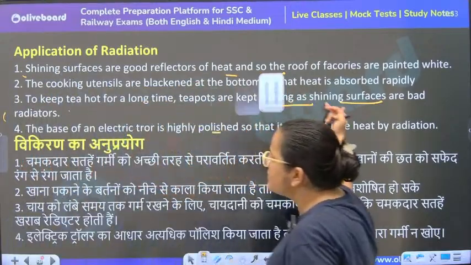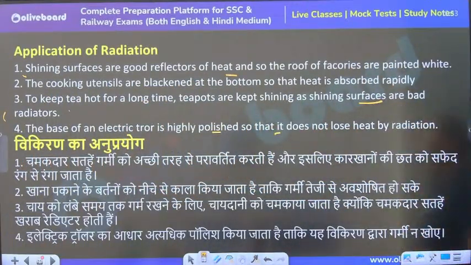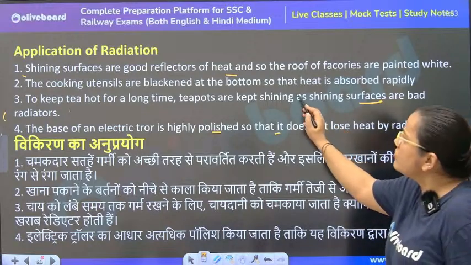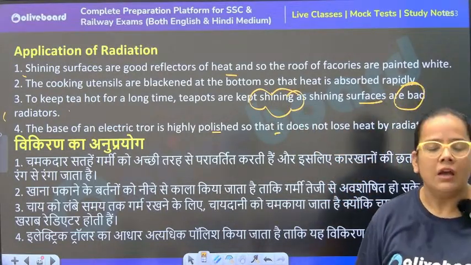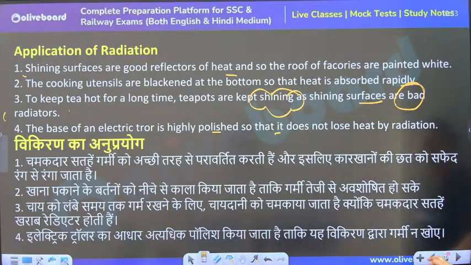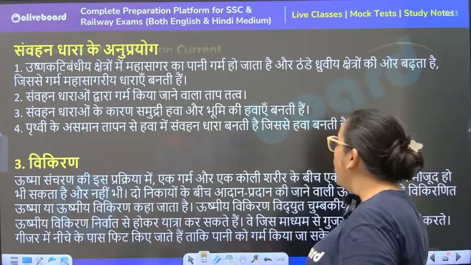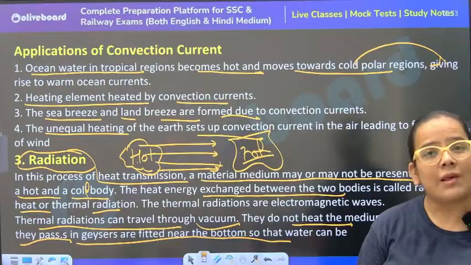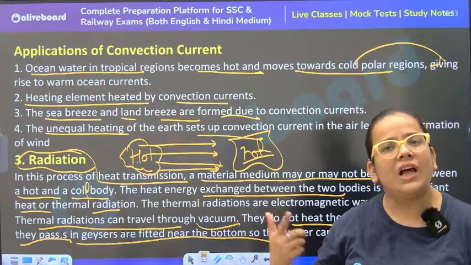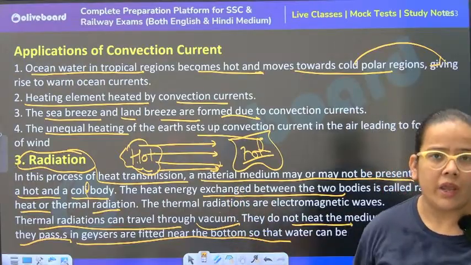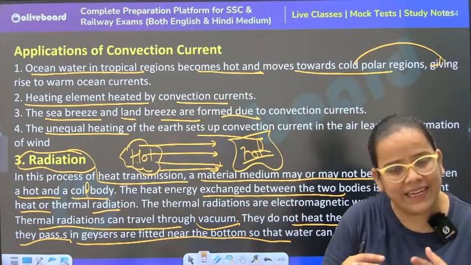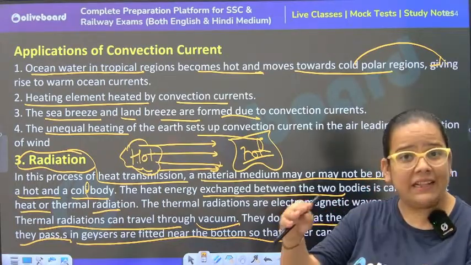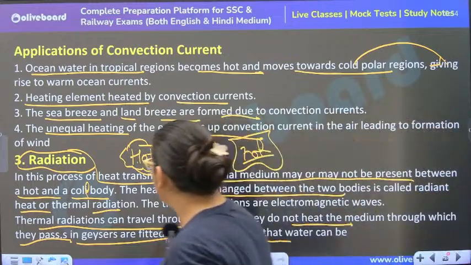See, teapots are kept shining because shining surfaces are actually bad radiators. Bad radiator means a substance which cannot allow the heat to flow. That means they can trap the heat, and by trapping the heat, they will keep the tea hot. Okay, see here.